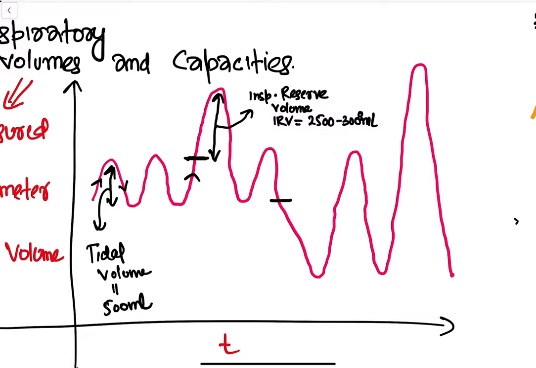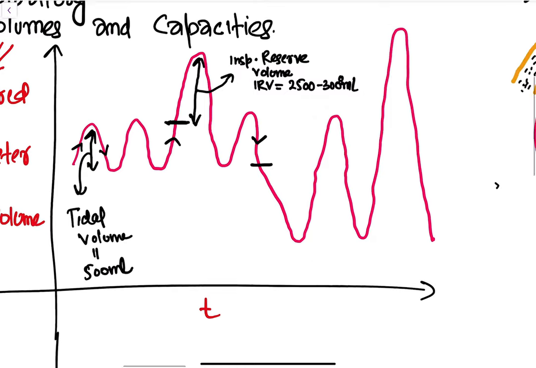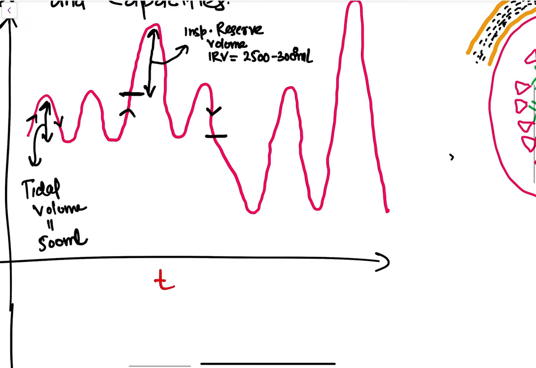Now going to this point where normal expiration has ended. After normal expiration at this point, this is the amount of air that we have expired forcefully. This amount of air that we have expired forcefully after normal expiration is our expiratory reserve volume. And this volume is about 1000 to 1100 ml.